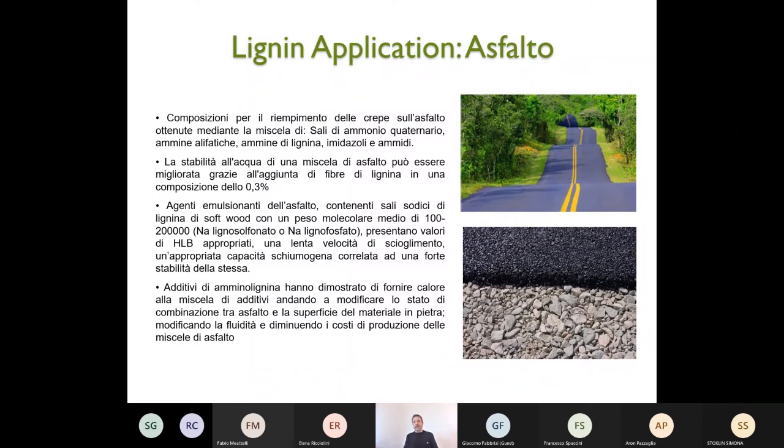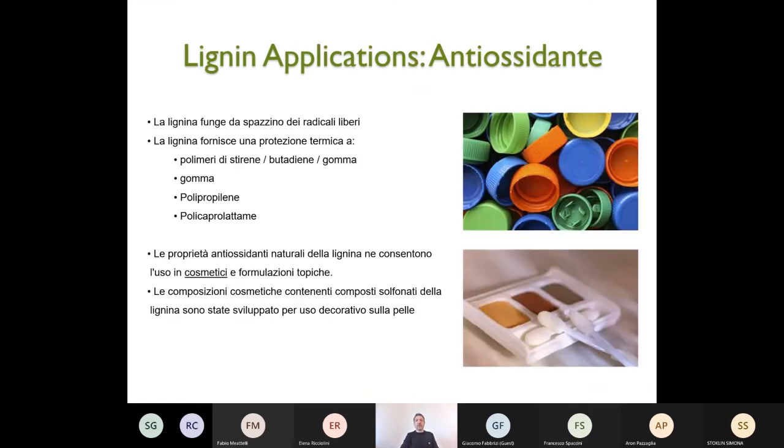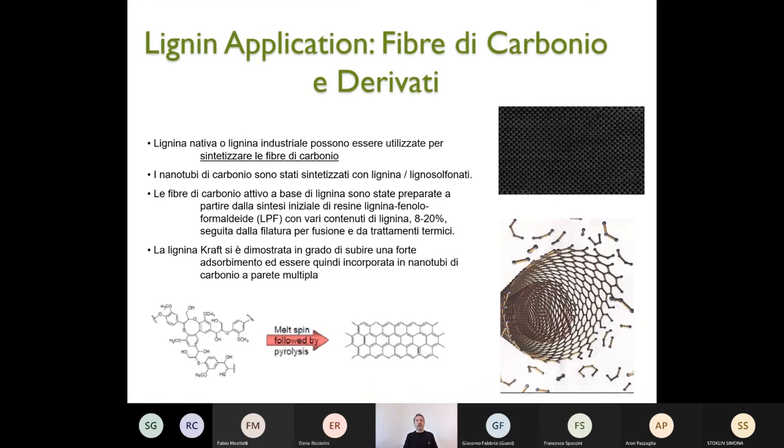Lignin has very interesting antioxidant characteristics, so you can also create some products for the cosmetics or pharmaceutical sector. For example, carbon nanotubes, and in our university there is a research group that works on these applications in the Terni department.